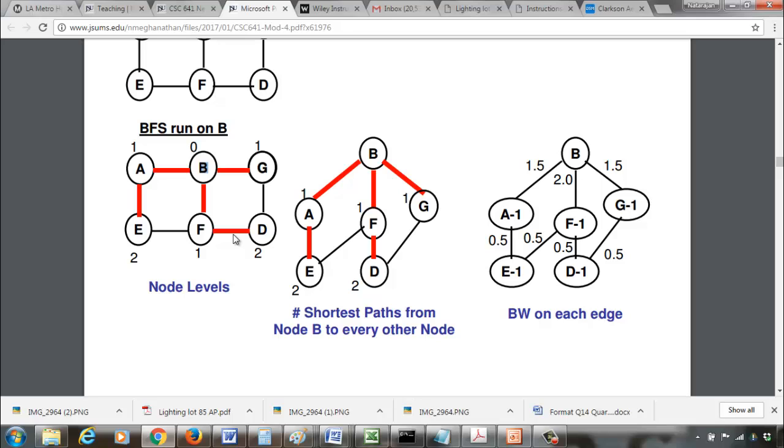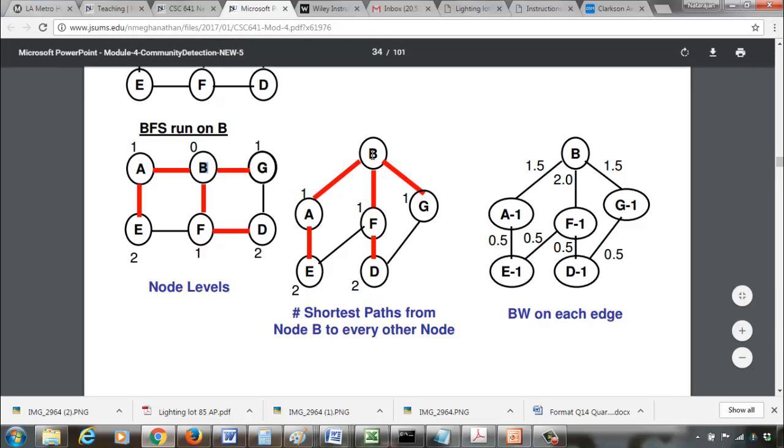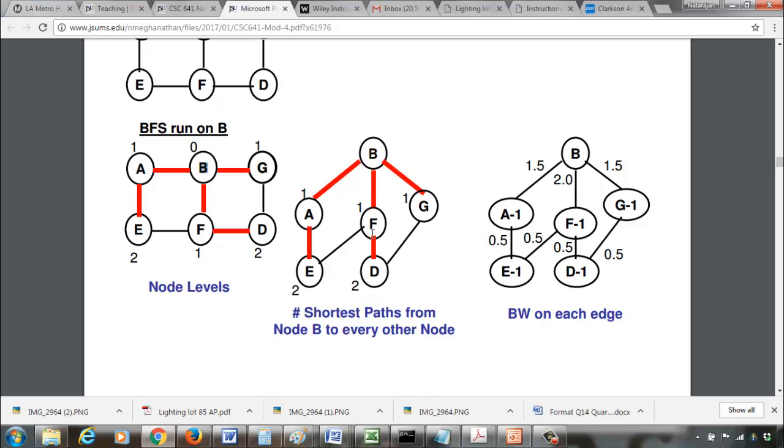Now, once we have the node level numbers, we again find the number of shortest paths from the root of the BFS tree, which is B, to each of the vertices. From B to itself is one shortest path. From B to A is also one shortest path, because A is at level 1 and the vertex at level 0 is B. F is at level 1 and its predecessor at level 0 is B, so there's one shortest path from B to F and one shortest path from B to G. Now E is at level 2, so it has two predecessors, A and F, at level 1.